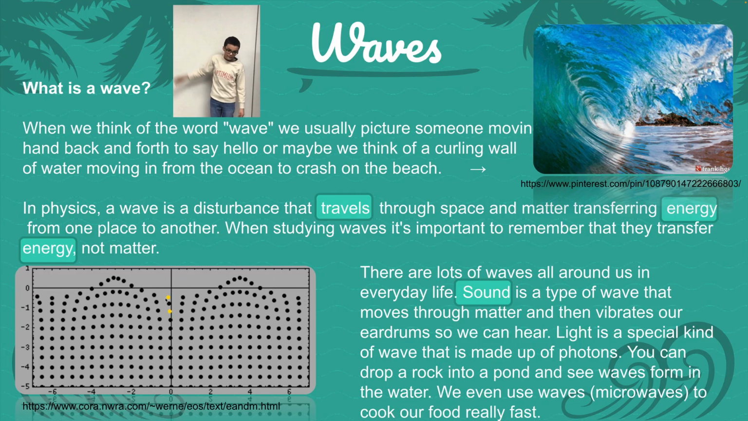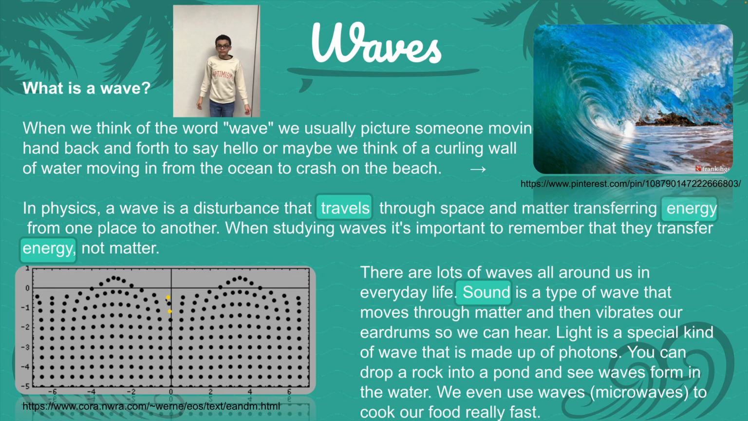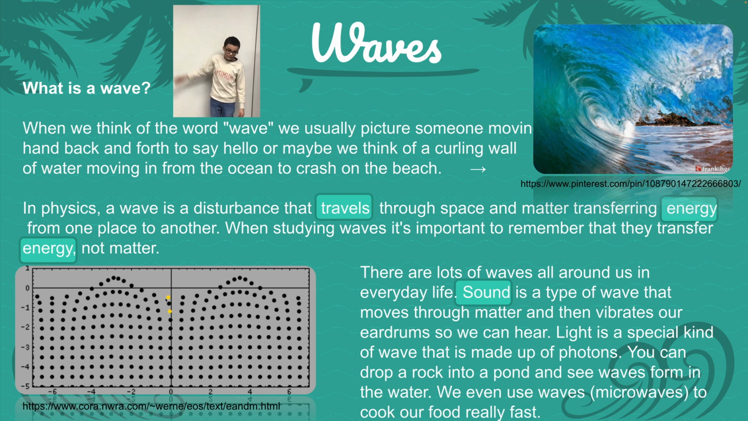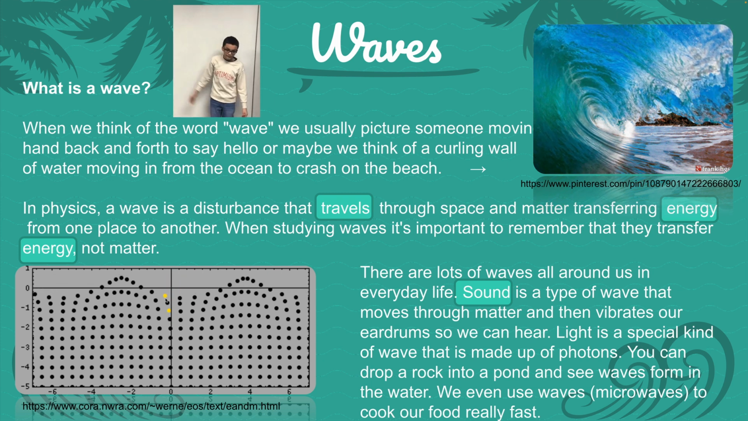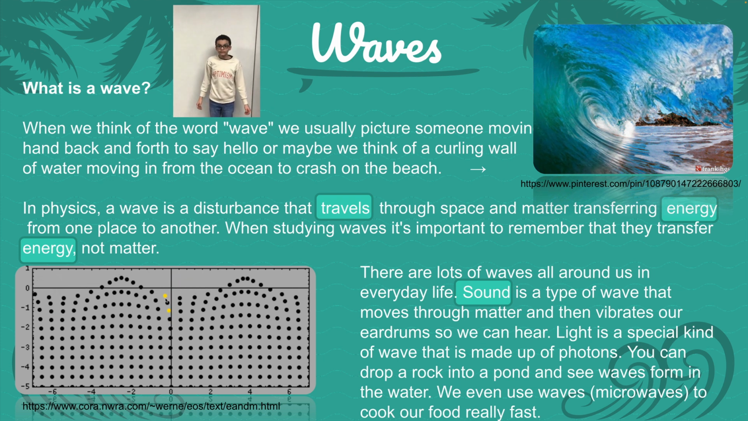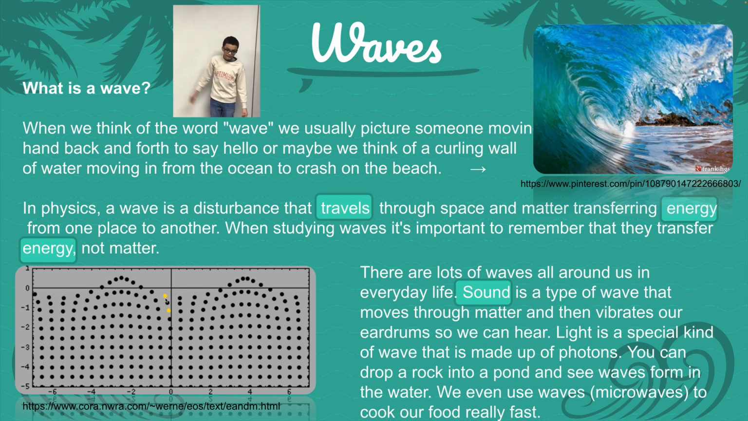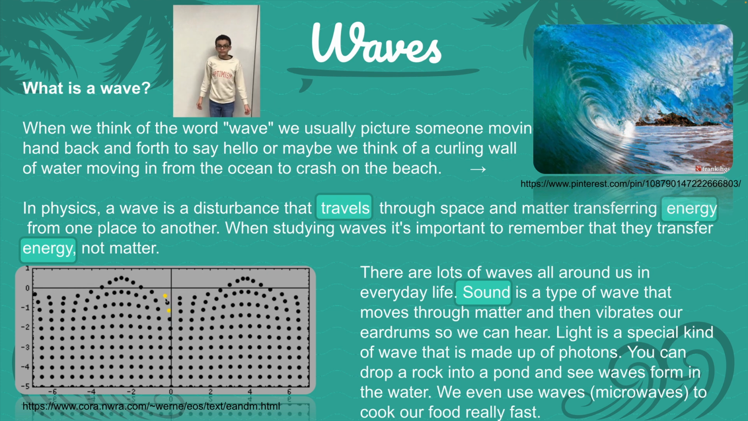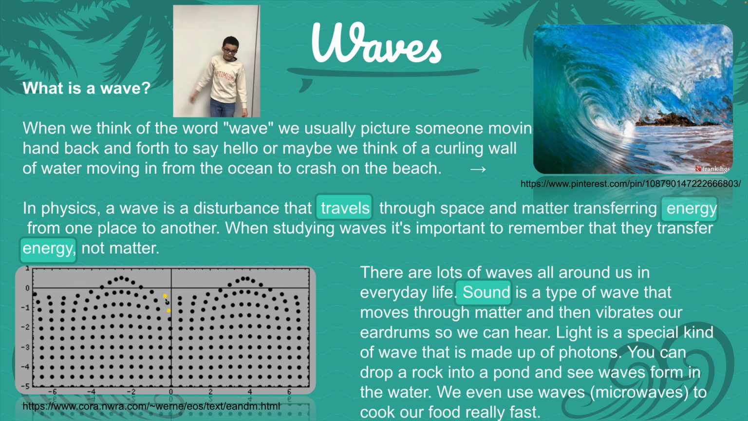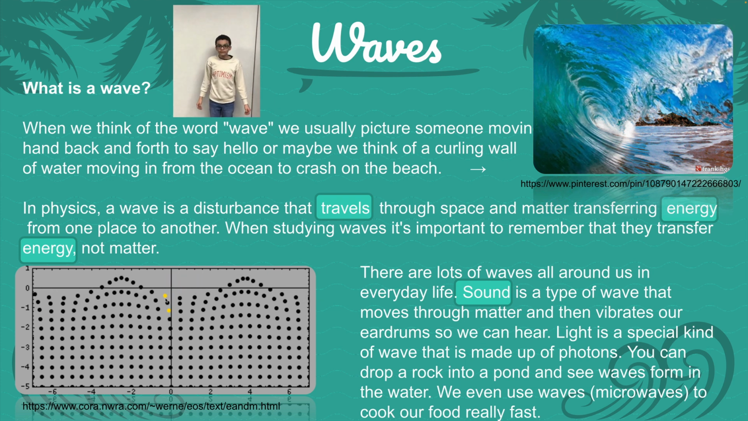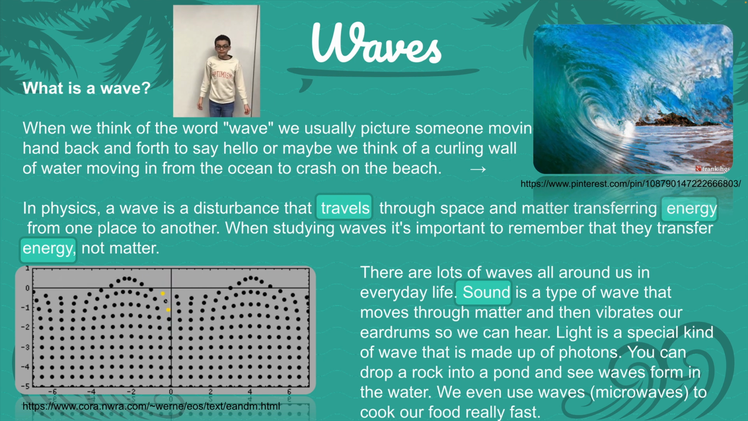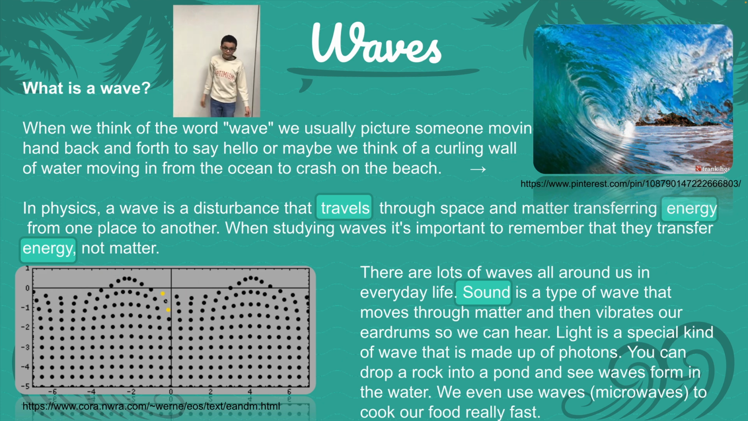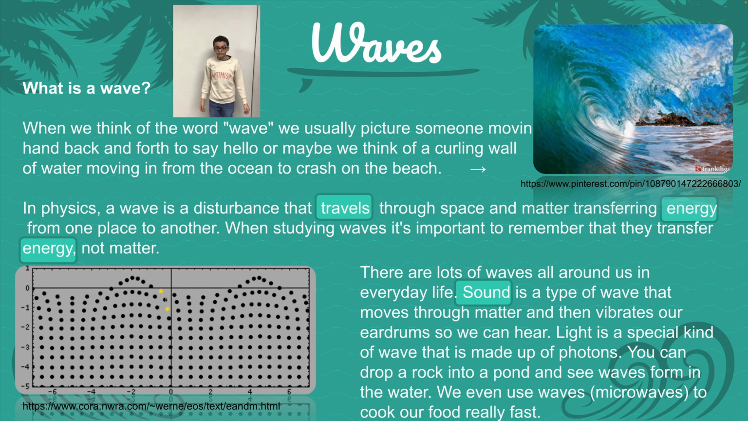Waves. What is a wave? When we think of the word wave, we usually picture someone moving a hand back and forth to say hello, or maybe we think of a curling wall of water moving in from the ocean to crash on the beach, as pictured to the right. In physics, a wave is a disturbance that travels through space and matter, transferring energy from one place to another. When studying waves, it's important to remember that they transfer energy, not matter.